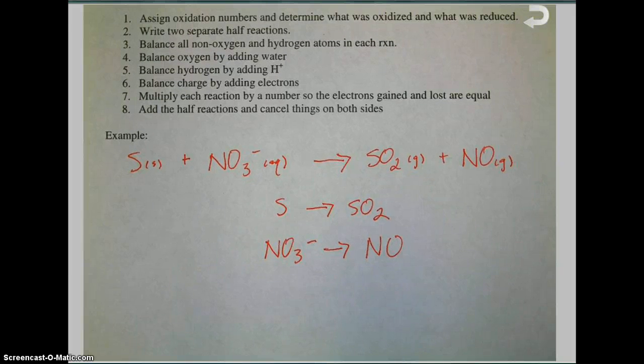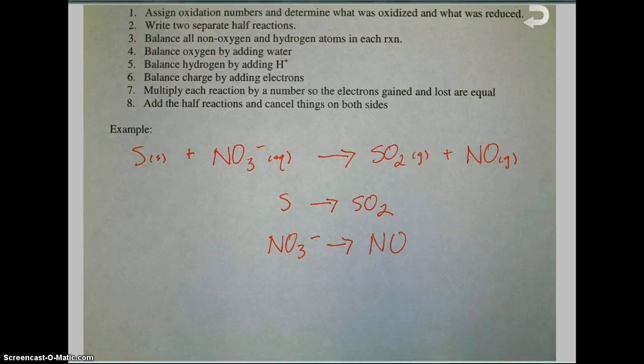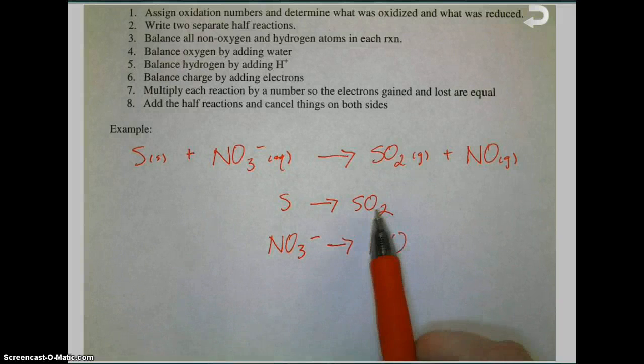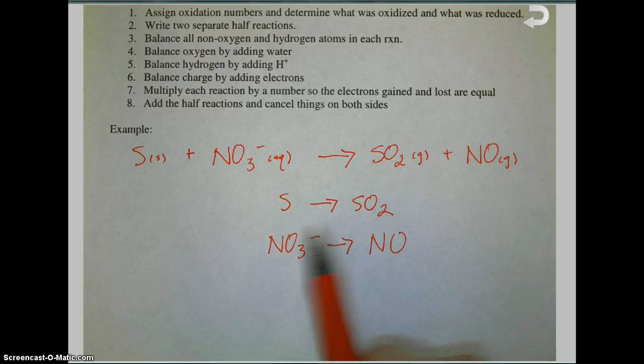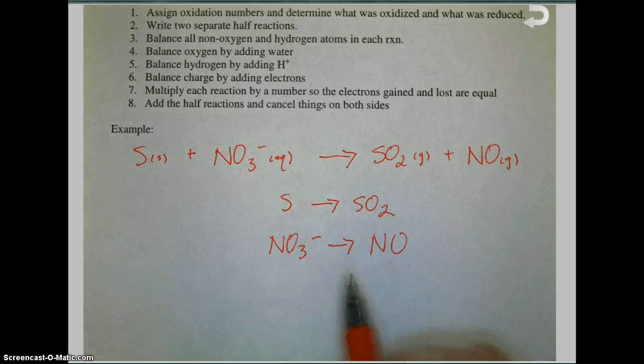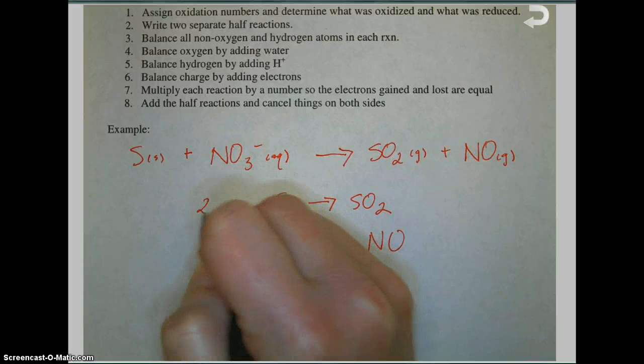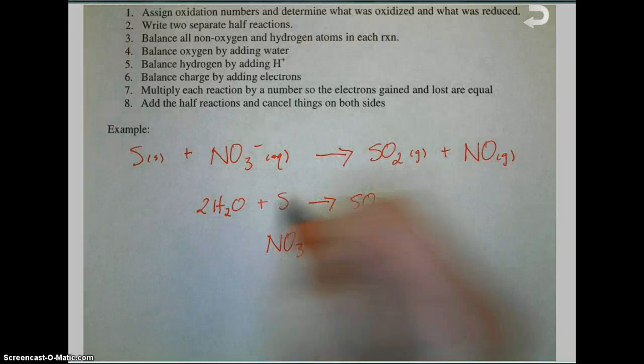So, to begin with, once we have our half reactions, we're going to balance all non-oxygen and hydrogen atoms. So that means we're looking at the sulfurs and we're looking at the nitrogens. They seem to be balanced. So we move on to the next step, which was to balance the oxygens by adding water. So in our first half reaction, we have 2 oxygens here, but we don't have any oxygen over here. To remedy that, we're going to add 2 H2Os.